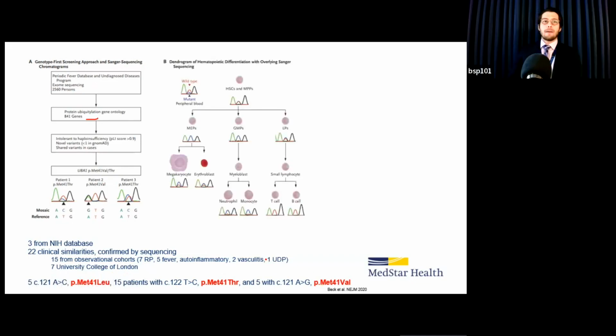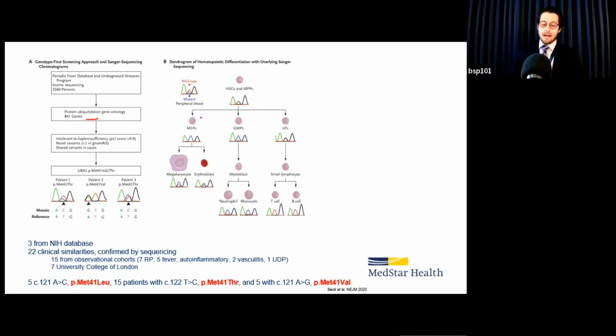But then this gene is located on the X chromosome. So we know that men only have 1 X chromosome. So the thought is that there was probably some mosaicism that could explain the variety of the clinical manifestations that these patients have. So to prove this, they took different types of hematopoietic cells, myeloid progenitors, but also mature cells.